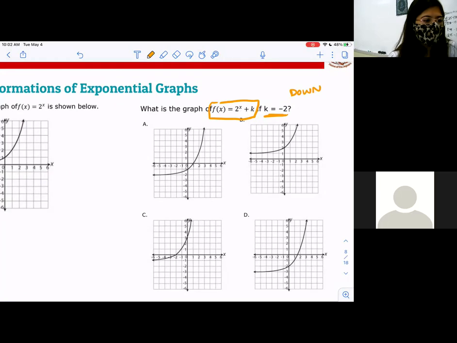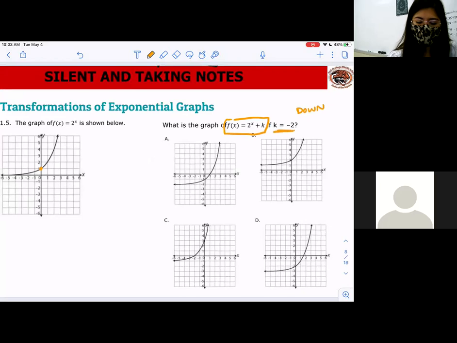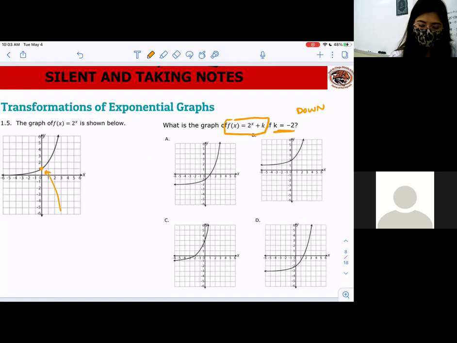So now take a look. The original one was crossing the y-axis at 1. So is it A or is it D? Count carefully. It started where? Originally it started at what? At 1. So if I'm going down by 2, where do I end up? There you go, A. I end up at the -1.